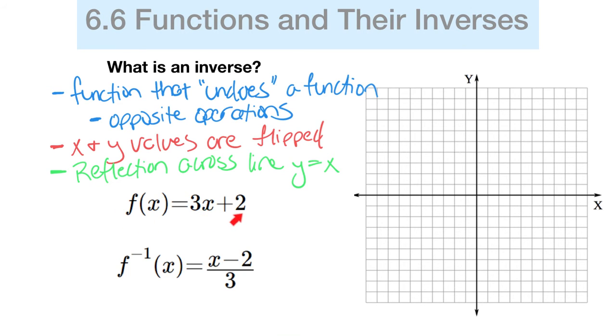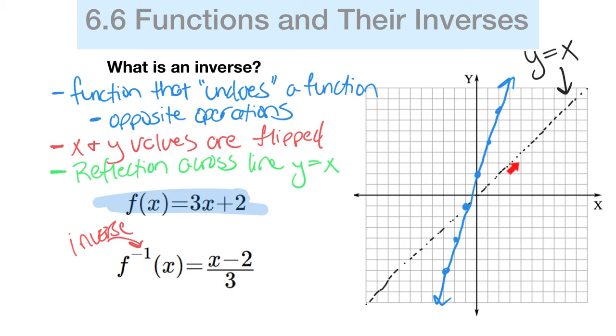f of x equals 3x plus 2. This notation right here means the inverse of that. So in function notation, f to the little -1, that just means the inverse. We're not using it as an exponent. So the inverse of function f is going to be x minus 2, notice that's the opposite of addition, divided by 3. That's the opposite of your multiplication.